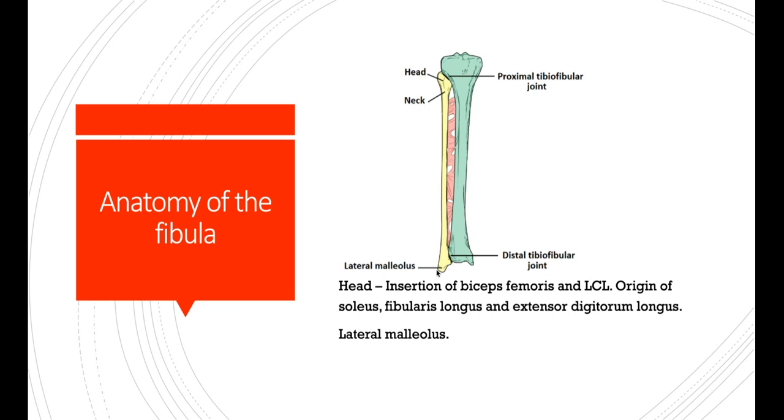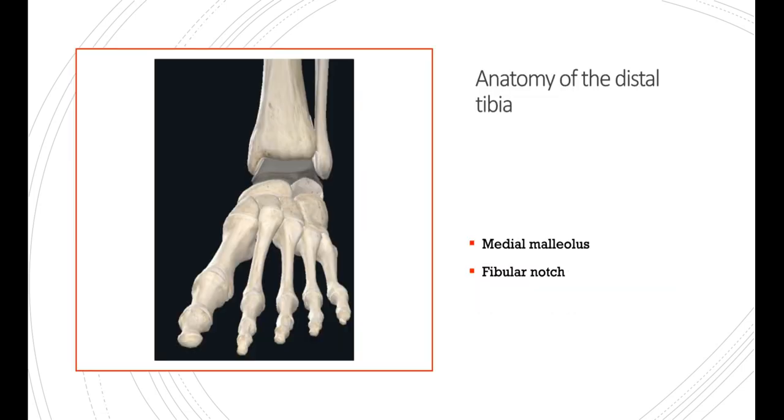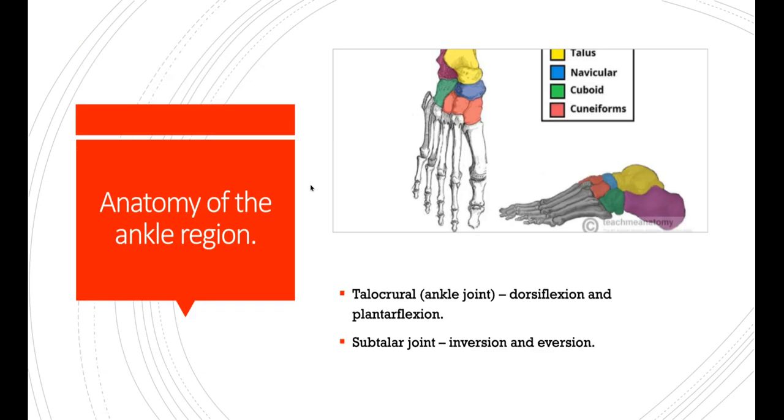And at the distal aspect is the lateral malleolus, which is this part down here. And like I said, the medial malleolus of the tibia and the lateral malleolus of the fibula help to form a little groove where the talus can fit into.